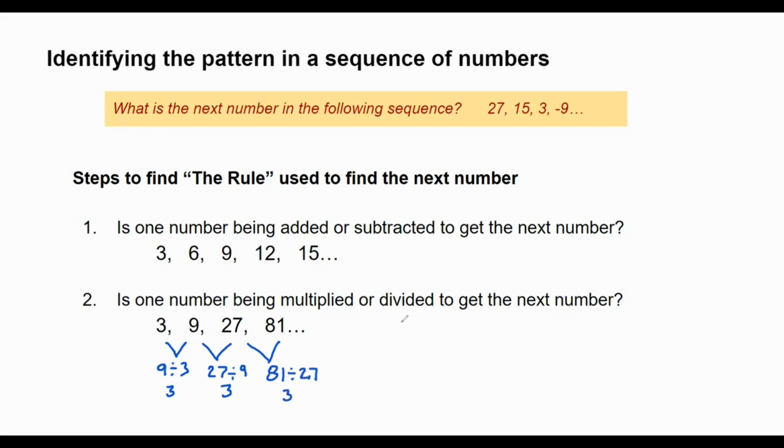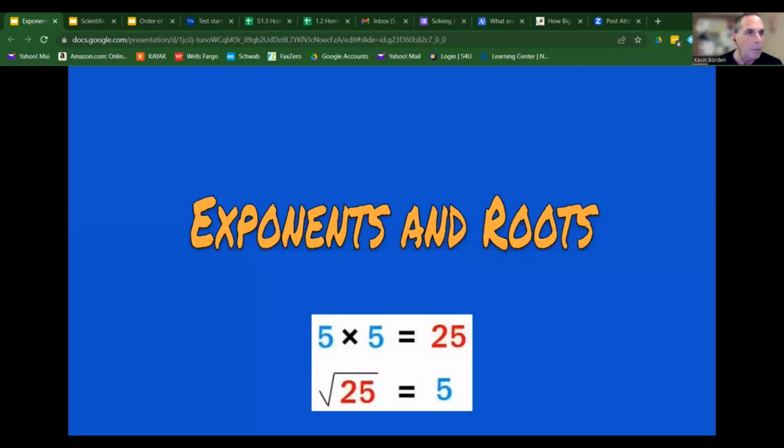So the rule being used here is that we multiply by 3 to get to the next number. So 81 multiplied by 3, the next number, I hope you're doing this along with me, would be 243. In this video, I'm going to talk about exponents and roots.